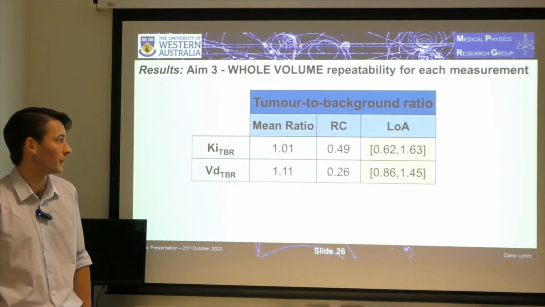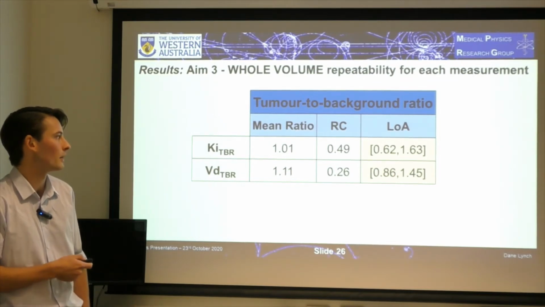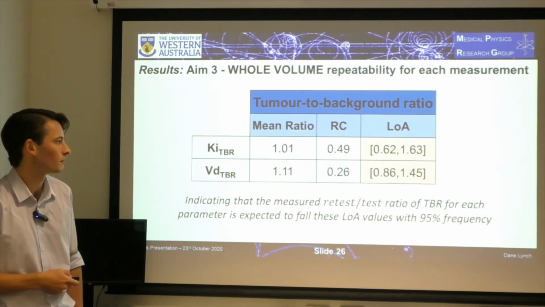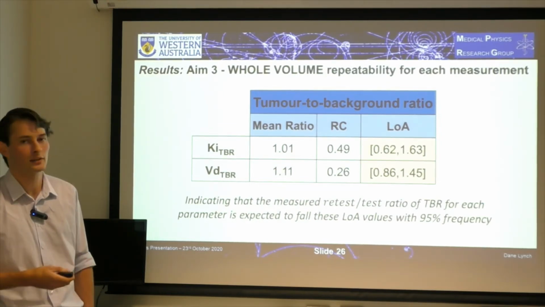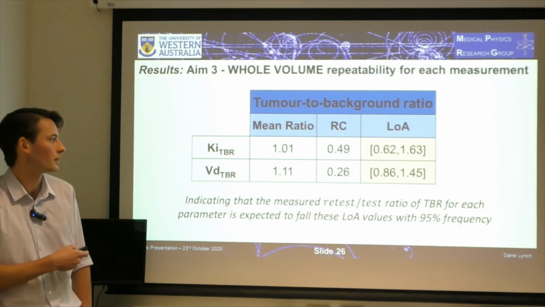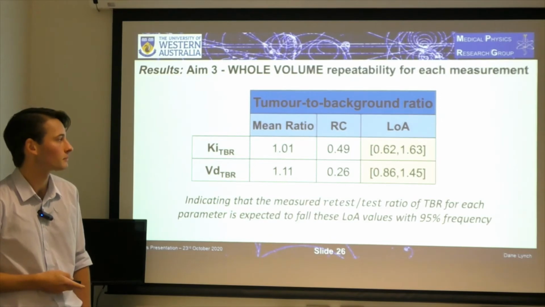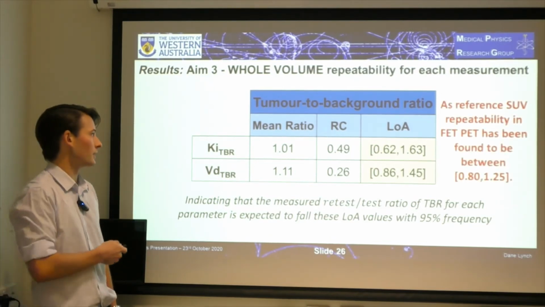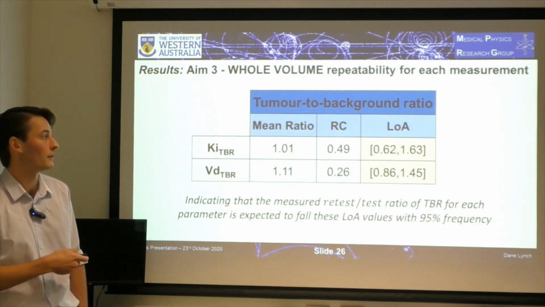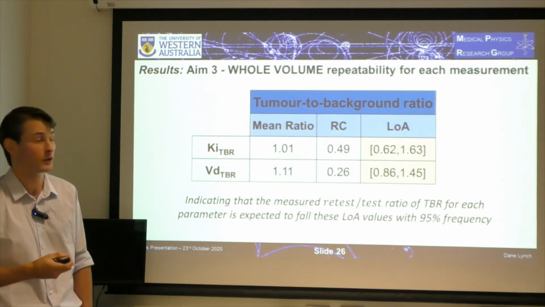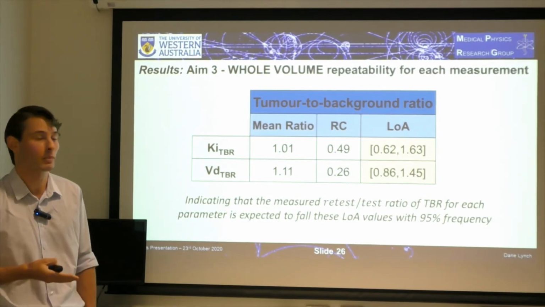This was also done for the tumour to background ratio for the Ki and Vd parameter calculations, where we can see the levels of agreement here. Again, this means that we expect the retest to test ratio of these tumour to background ratios to fall within these bounds with 95% frequency. As you can see, the influx constant TBR had a much narrower level of agreement as compared to its mean and maximum, possibly due to the fact that it was normalised by the background.